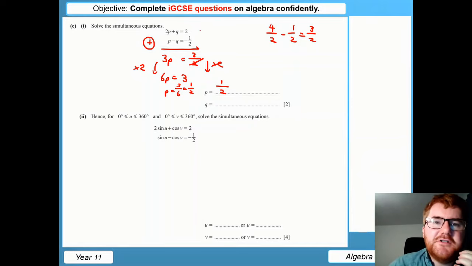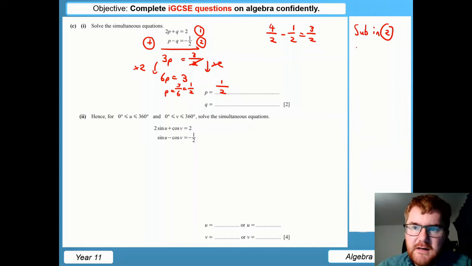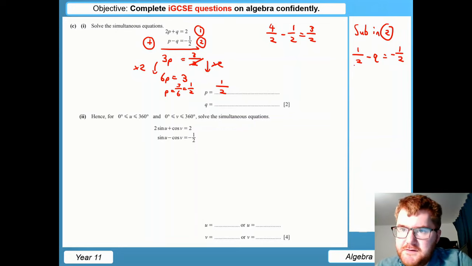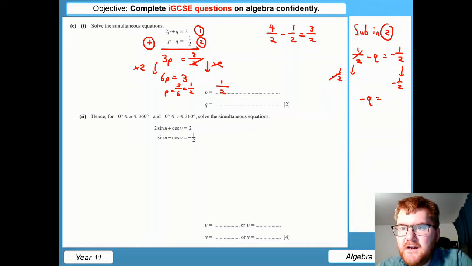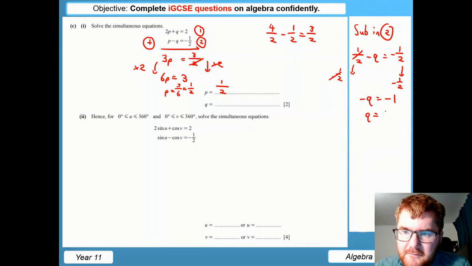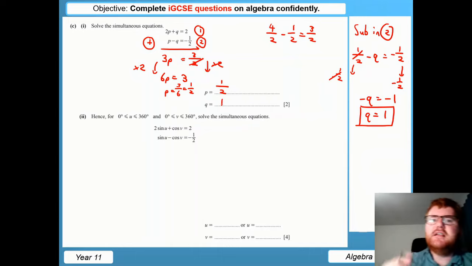At this point, I substitute it back into one of these equations. I'm going to sub in 2, and you'll see why shortly. So p is equal to a half, so we get a half minus q is equal to minus a half. So I'm going to minus a half from both sides, trying to get that q on its own. It's a tricky one though. This cancels, giving us minus q, and minus a half, be careful here, is equal to minus 1, and therefore q itself must be equal to 1. So a fairly standard simultaneous equation question.